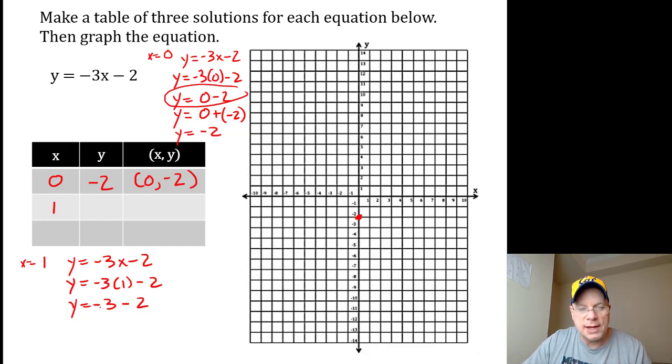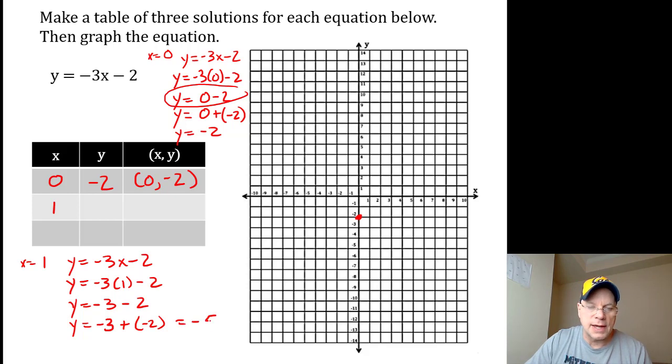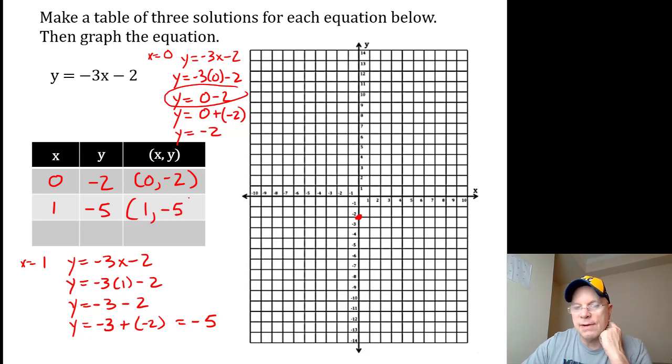Some of you know that's negative 5, but if it helps you to change it to addition, we're just going to do the same thing we did before. Subtracting is the same as adding the opposite. I was subtracting positive 2. It's the same as adding the opposite of positive 2, which is negative 2. And negative 3 plus negative 2 is negative 5. So when x is positive 1, y is negative 5. So our ordered pair is positive 1, negative 5.